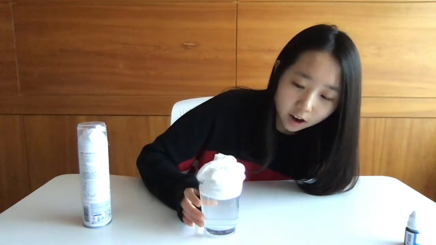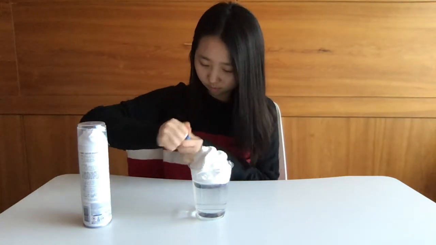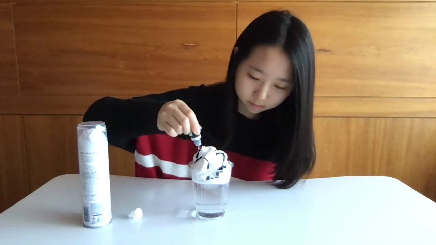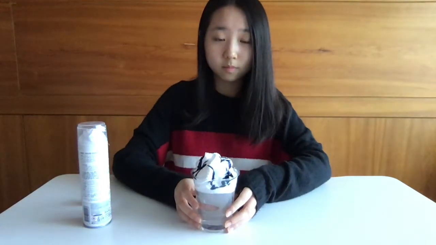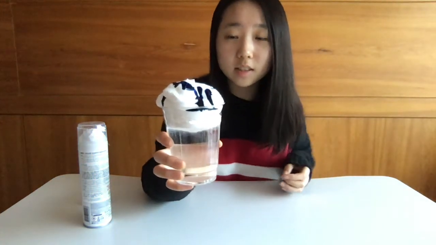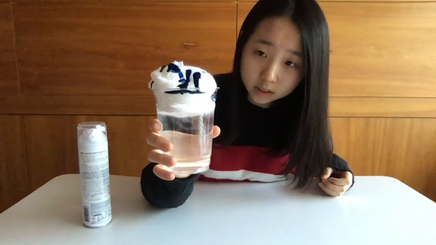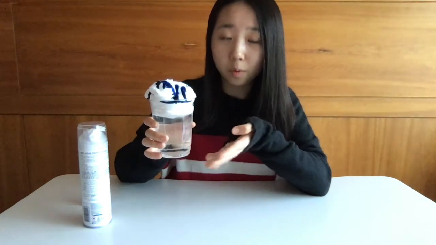So now that I have all of the shaving cream ready, you can see that it really covers the surface. And I'm going to now put the food dye. You don't need to put a lot. And right now you can see that all of the food dye is above, blocked from the water because of the dense shaving cream. Because the shaving foam is less dense than water, it's above.